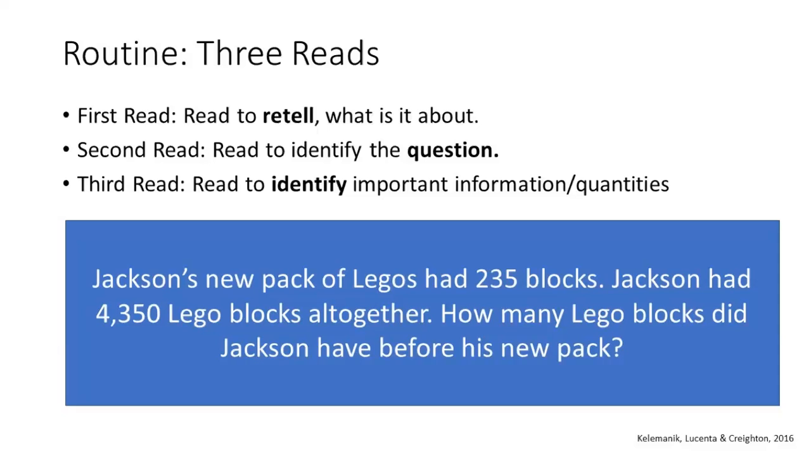So take a look. Jackson's new pack of Legos had 235 blocks, and Jackson had 4,350 Lego blocks altogether. How many Lego blocks did Jackson have before his new pack? And keep in mind that for a lot of kiddos, this is an addition problem. They can't subtract because the bigger number is not first. There's a lot of things that muddy their approach here, right? We know that these problem structures can be challenging.